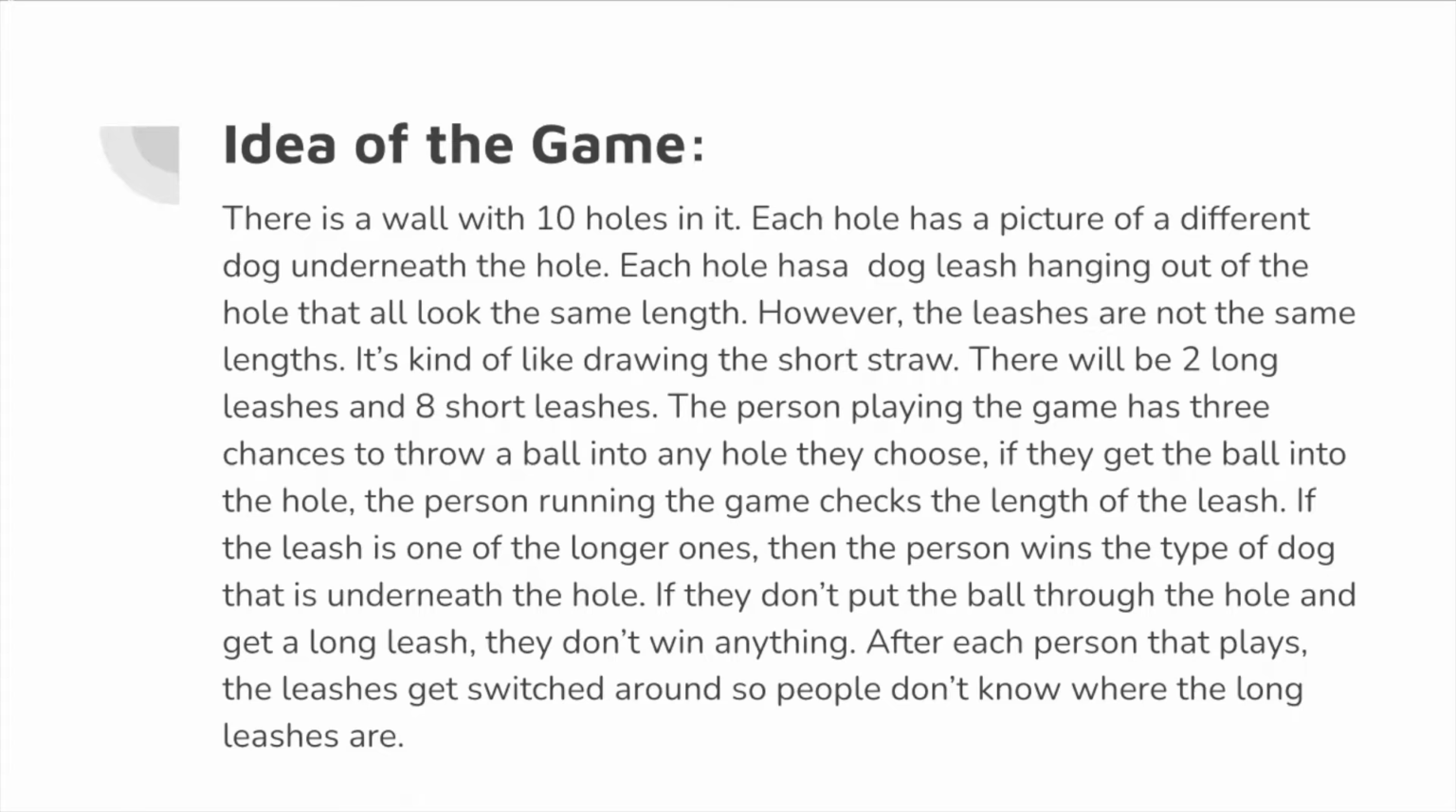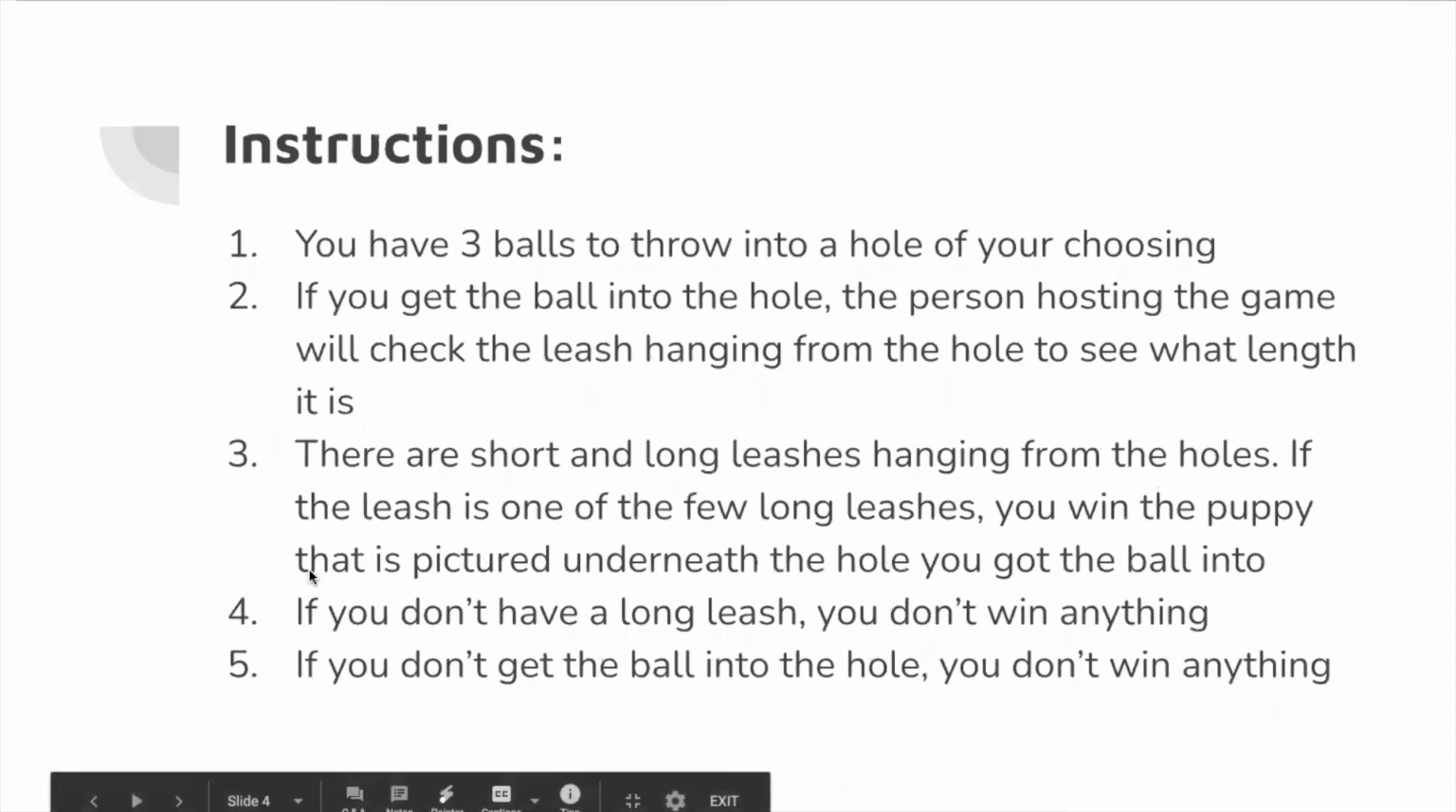The person playing the game has 3 chances to throw the ball into any hole they choose. If they get the ball into a hole, the person running the game checks the length of the leash. If the leash is one of the longer ones, then the person wins that type of dog underneath the hole. If they don't throw the ball into the hole or pull out a long leash, then they don't win anything. After each person plays, the leashes get switched around so that the next person doesn't know where the long leashes are.